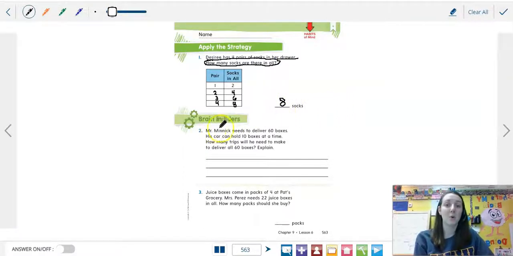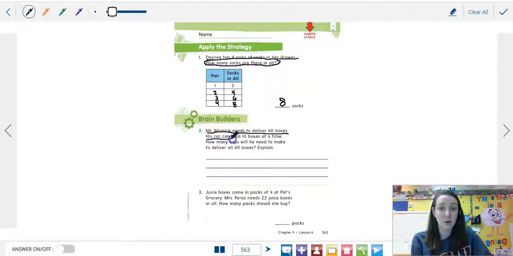Okay? So let's do a brain builder. Mr. Minnick needs to deliver 60 boxes. His car can hold 10 boxes at a time. How many trips does he need to make to deliver all 60 boxes? Okay, this is interesting. So we know that he needs to deliver 60 boxes. We know his car can hold 10 boxes at a time. We want to know how many it's going to take all together.